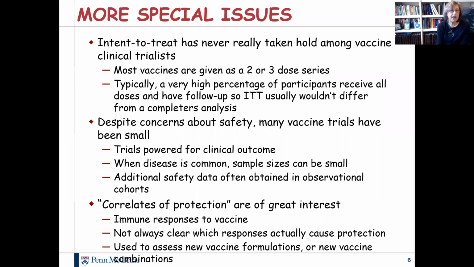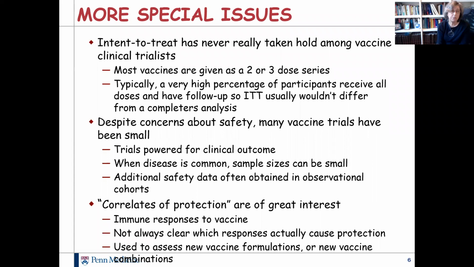A big issue with vaccines is trying to find correlates of protection. So that's the vaccine version of surrogate endpoints. These are the immune responses to vaccines. Sometimes it's very clear what immune response is causing protection from disease. In other cases, there's typically a number of different types of immune responses, and it's not clear which ones are the ones that actually cause protection.